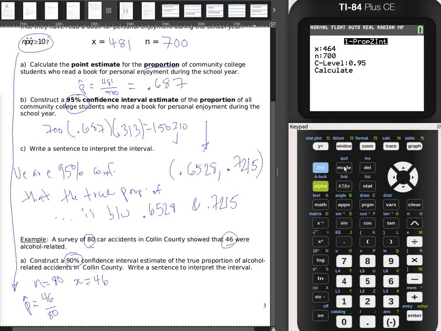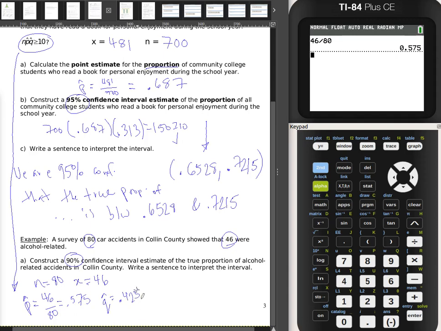Oops, I don't want to be in there. 46 over 80 is 0.575. So then q hat is going to be 1 minus that, which appears to be, just by looking at it, probably 0.425. Correct me if I'm wrong.